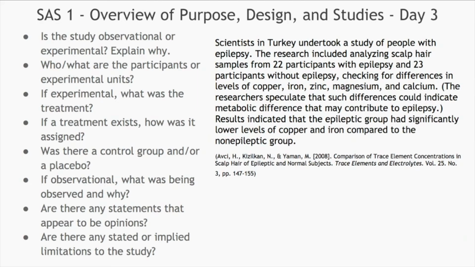What was being observed and why? The scalp hair of 22 participants with epilepsy and 23 without it. Are there any statements that appear to be opinions? The results indicate that the epileptic group had significantly lower levels. That's not an opinion. That's a fact. The opinion is that the researchers speculate such differences can indicate metabolic differences that may contribute to epilepsy.